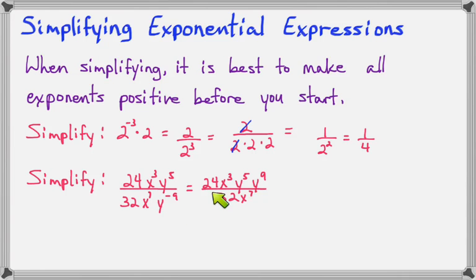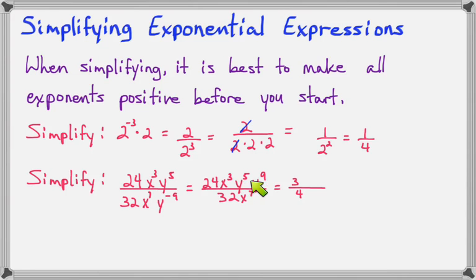Now, the 24 and the 32 are not exponents, so when we simplify them, it's just like simplifying a fraction. They can both be divided by 8, therefore 24 divided by 8 is 3, and 32 divided by 8 is 4. Now for the x's, I've got 7 x's in the denominator and 3 x's in the top. So when I subtract 7 minus 3, I get 4. And because the 7 is the larger exponent, it'll be x to the fourth in the denominator.